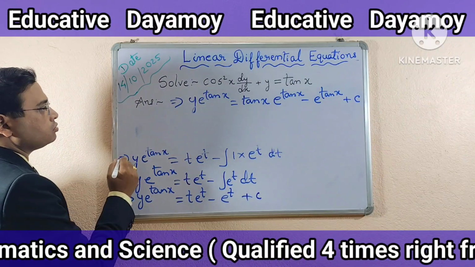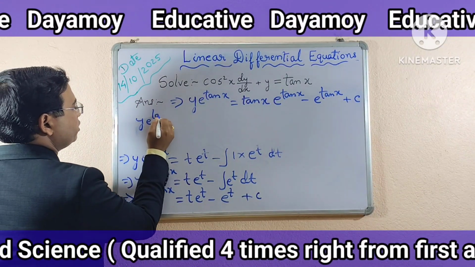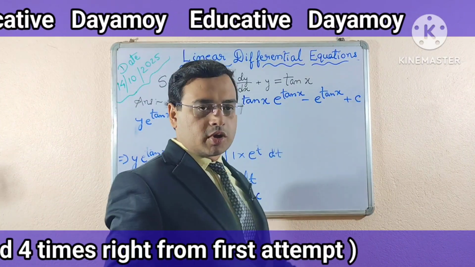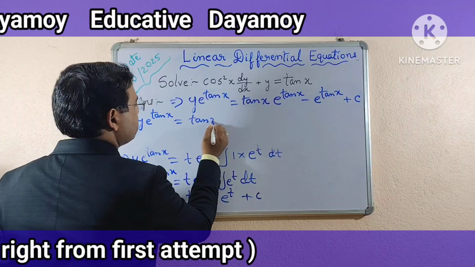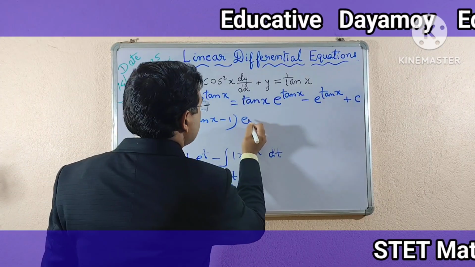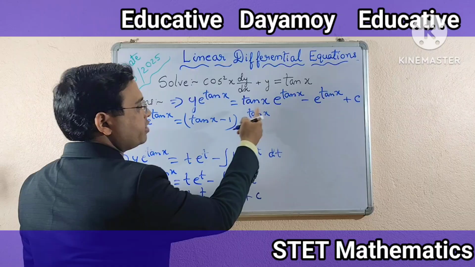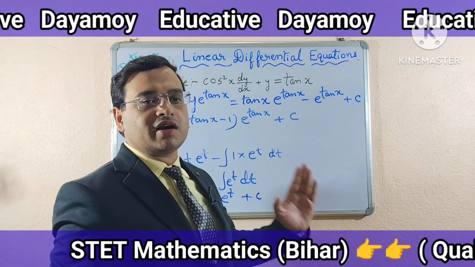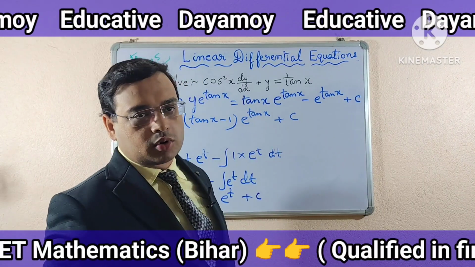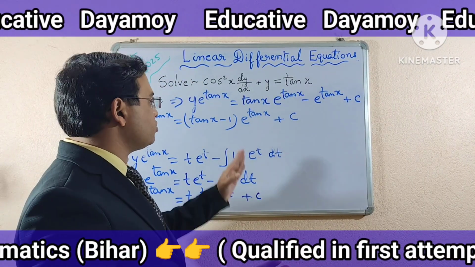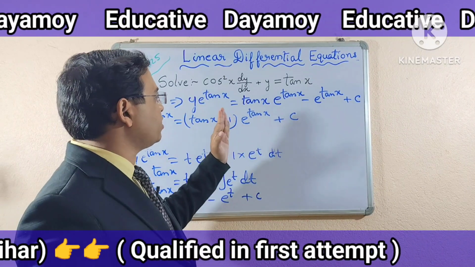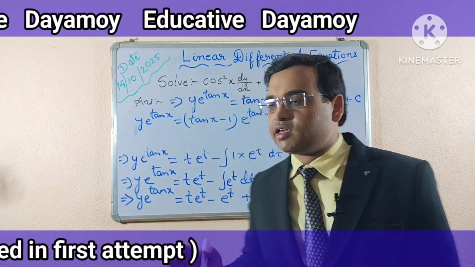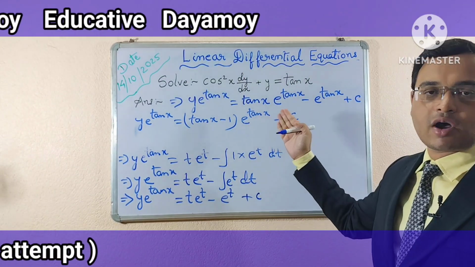Understood? Now y e to the power tan x equals, I will take e to the power tan x common, so I will write here (tan x minus 1) e to the power tan x, plus c. Here I have taken e to the power tan x common. For those students who find it tough to bring out e to the power tan x as common, I am explaining in a detailed manner how e to the power tan x came out as common factor.